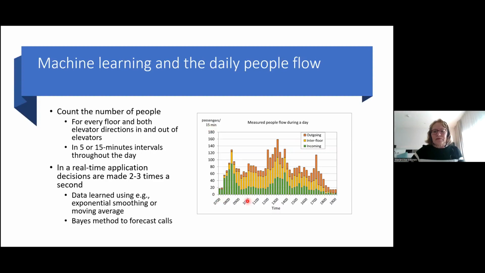And here we have the time of the day. How many people enter the building is green, and red is how many people exit the building. Yellow is inter-floor traffic between floors during the day. So the control system measured this data for every day, but then it learned the data during the nighttime, or depending on the system.